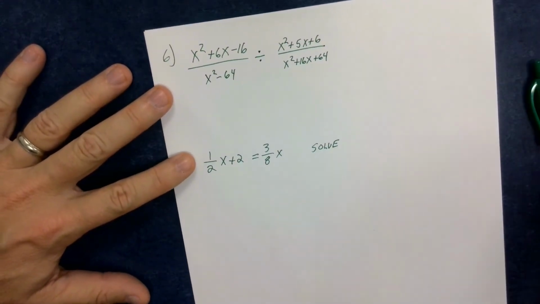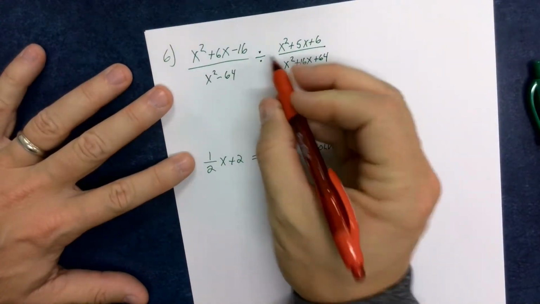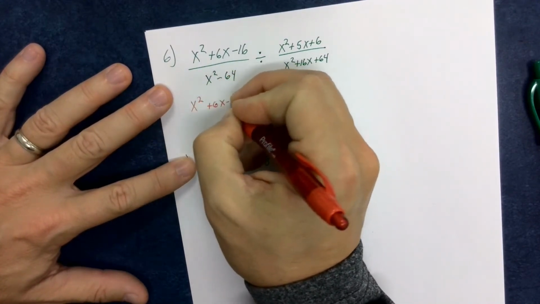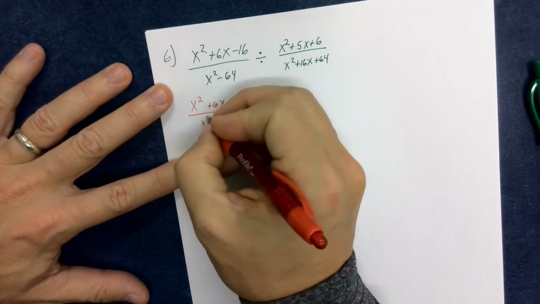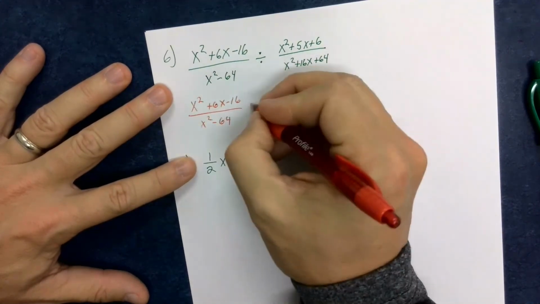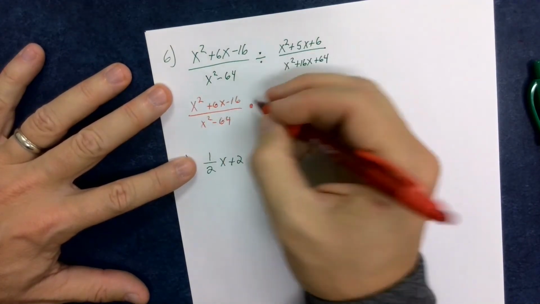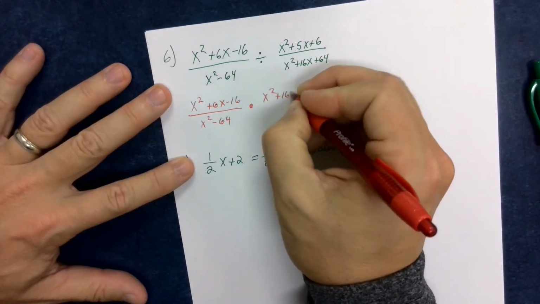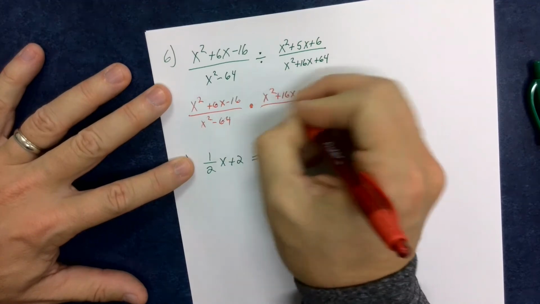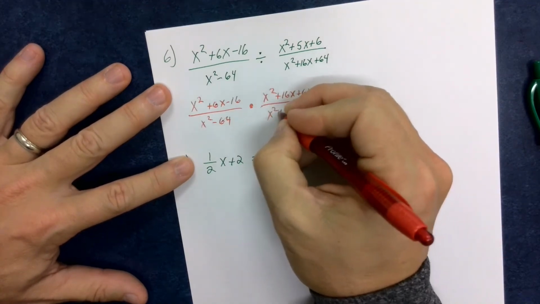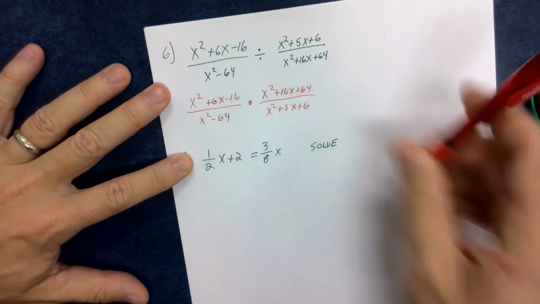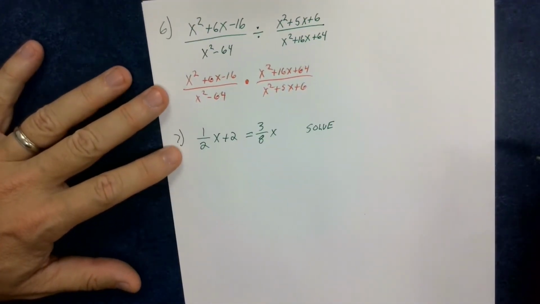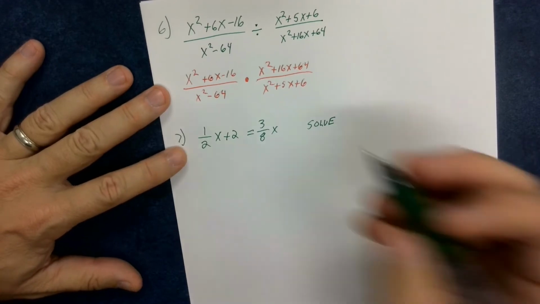Okay, so here we go. Division symbol again, so copy, dot, flop. So x squared plus 6x minus 16 over x squared minus 64. Dot, change the division to a multiplication, and flop: x squared plus 16x plus 64 over x squared plus 5x plus 6. Oh my gosh, this is big. This looks scary. And it is, unless your factoring is awesome.